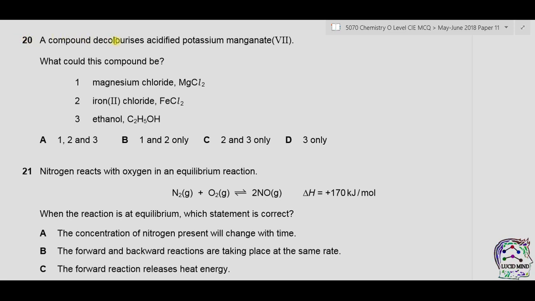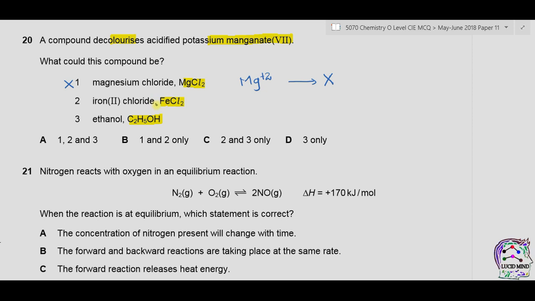Question 20. A compound decolorizes acidified potassium manganate(VII). What could this compound be? Number 1, we have magnesium chloride. Second is iron(II) chloride. Third is ethanol. In magnesium chloride, we have magnesium 2+. Now magnesium 2+ cannot be further oxidized to magnesium 3+ because it is a group 2 member and it only has the +2 oxidation state. So oxidation of magnesium chloride will not occur.